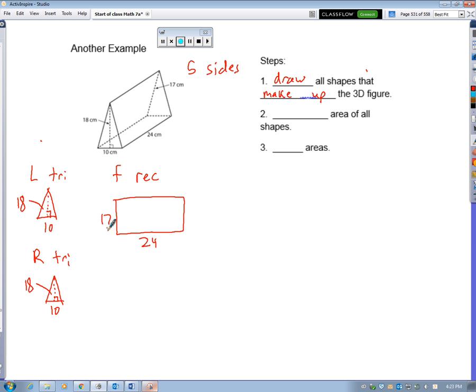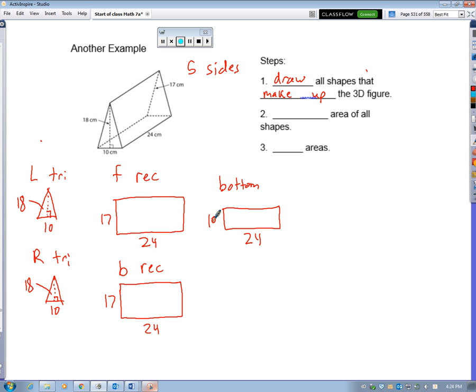Then I have the back rectangle. It's going to be the same exact side, also 24 this way by 17. Okay, so we have two rectangles that are exactly the same. And then we just have our bottom. Our bottom is a rectangle like that, and it has a length of 24 and a width of 10. Okay, we got that. Now we should have 5 sides, looks like we do.